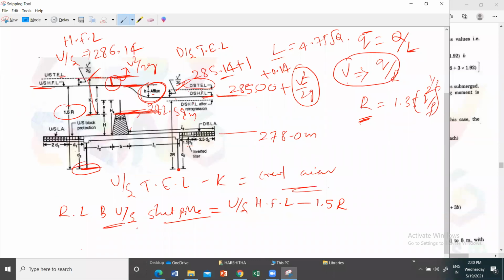So from this relation we can calculate the bottom of the upstream side sheet pile. Similarly, you can calculate the bottom of the downstream side sheet pile. The bottom of the downstream side sheet pile is equal to the I flat level, the downstream side I flat level, minus 2R. That is how you get the bottom of the downstream side sheet pile.